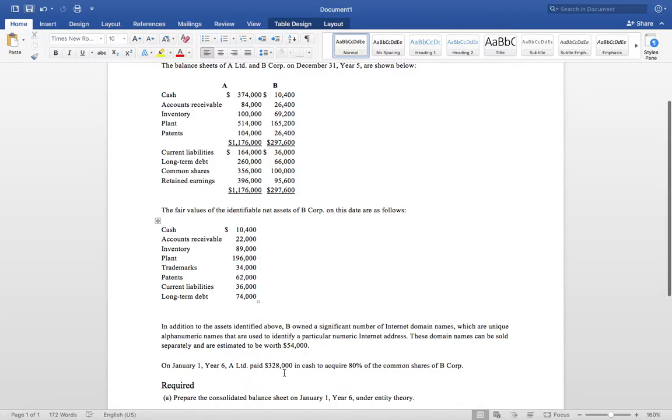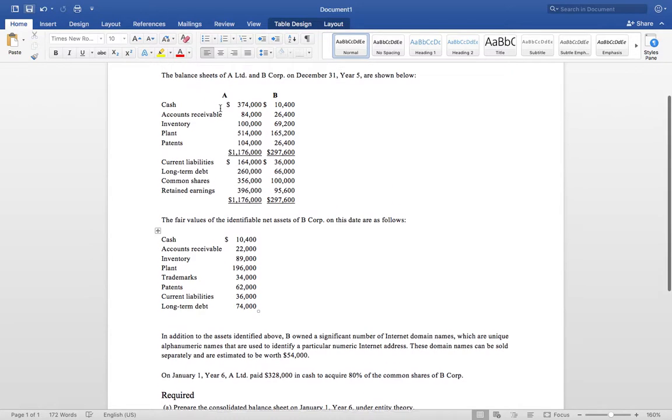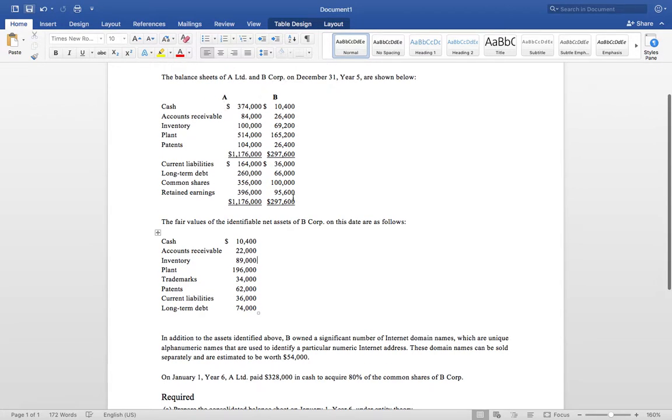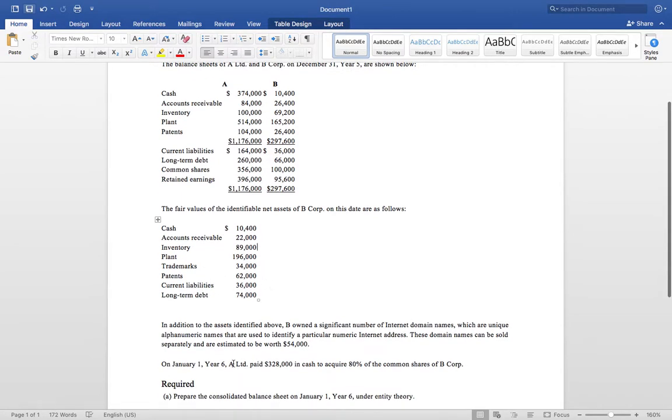They're paying $328,000 cash to acquire 80% of the common shares of company B. This is the balance sheet of company A, the balance sheet of company B, and the fair market value of company B's assets and liabilities. And company B also had a domain name which was worth about $54,000.